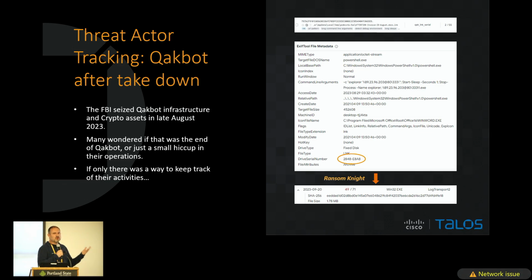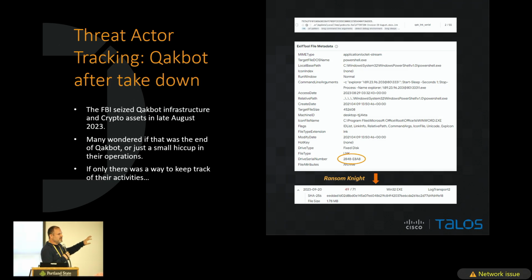Quackbot worked with other groups in the past, but they usually don't get involved in ransomware. So I was wondering, well, why is that, right? Why are they working with a ransomware malware instead of their own malware now? That was the time that the FBI informed everybody that they had taken down the Quackbot infrastructure.